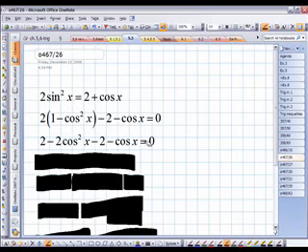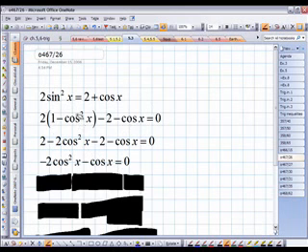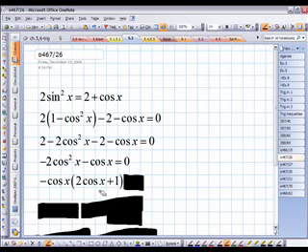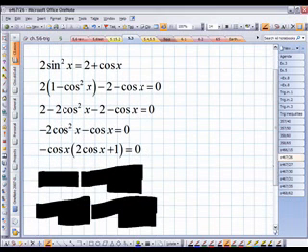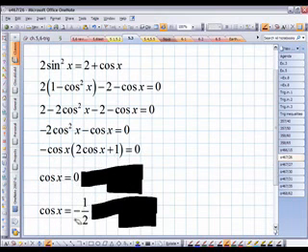So this is now a quadratic equation in cosine. So I simplify it, and just like you do any quadratic equation, in this case you can factor it. I'll factor out a negative cosine. I'm left with 2 cosine x plus 1 equal to 0. So I have a couple possibilities here, one of which is when this piece is equal to 0, so cosine x is equal to 0. The other one is when 2 cosine x plus 1 is equal to 0, which if I subtract 1 and divide by 2, gives me cosine x is equal to negative a half.